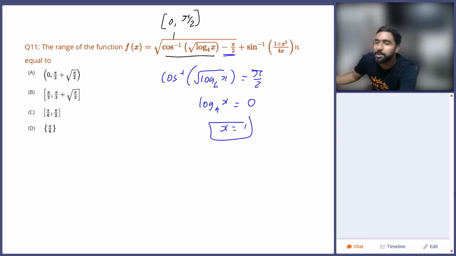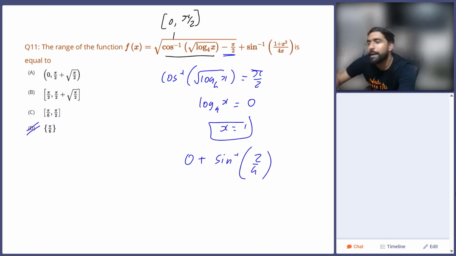So you have x is equal to 1 over here. When you substitute, you will get 0 plus sine inverse of 2 by 4. That's sine inverse 1 by 2, which is pi by 6. Therefore, option D will be the answer for this question. Okay? Interesting, but quite an easy question, I would say.